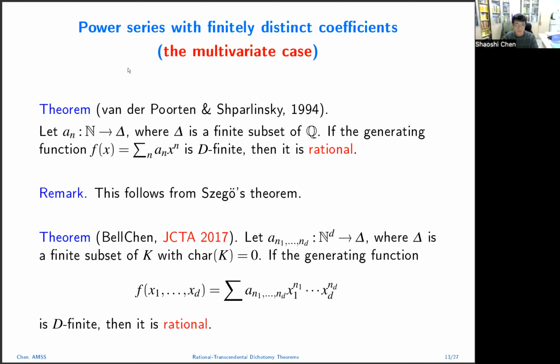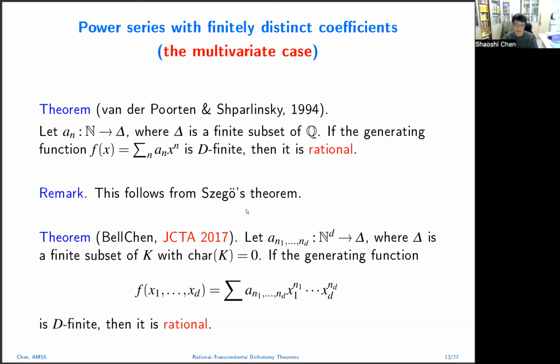And there is another classical result, as I said, about power series with coefficients from a finite set. This was reproved by van der Poorten and Shparlinski in 1994. If you have a power series with coefficients from a finite set, and actually you can replace the field of rational numbers by any field of characteristic zero, and if this power series is at the same time D-finite, which means it satisfies a linear differential equation with polynomial coefficients, then this power series must be a rational function.